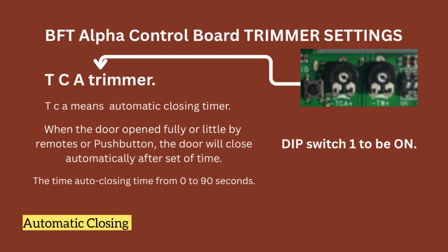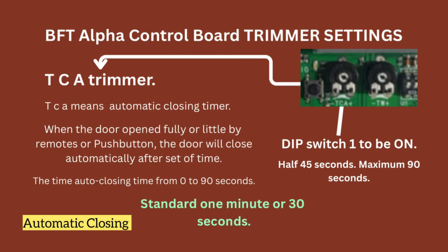First, DIP switch 1 to be on. Rotate the trimmer and check the time. Half is 45 seconds. Maximum 90 seconds. Depends on you. Standard is 1 minute or 30 seconds.